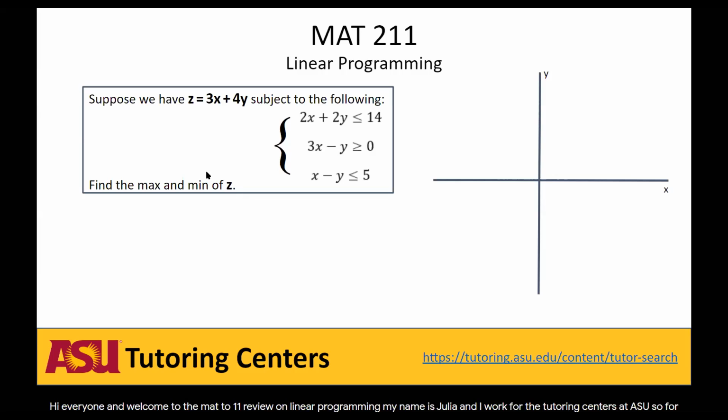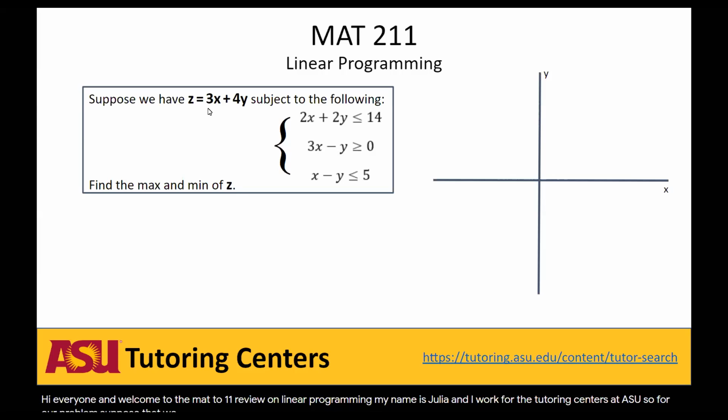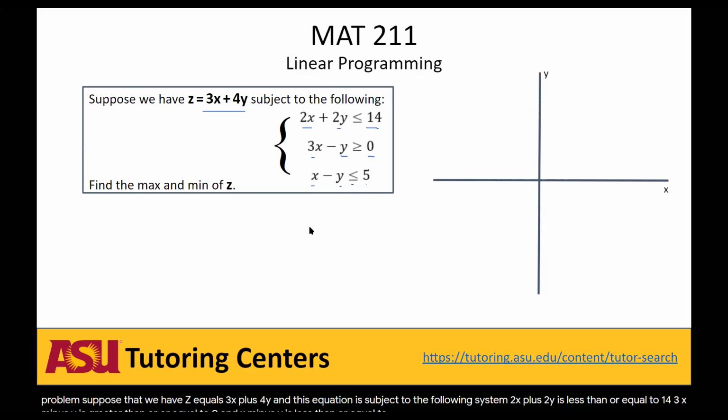So for our problem, suppose that we have z equals 3x plus 4y, and this equation is subject to the following system. 2x plus 2y is less than or equal to 14. 3x minus y is greater than or equal to 0, and x minus y is less than or equal to 5. And we want to find the max and min of z.